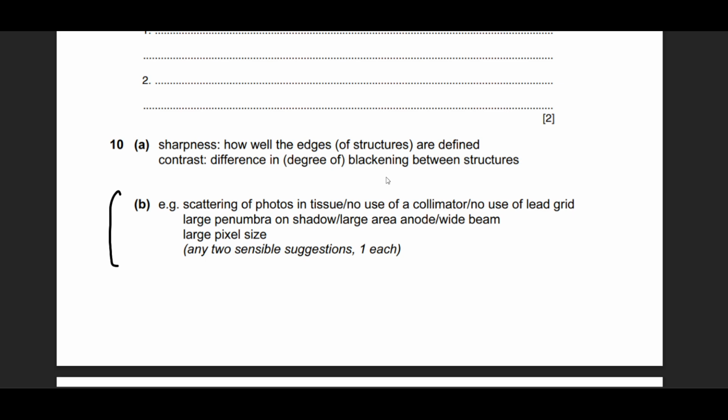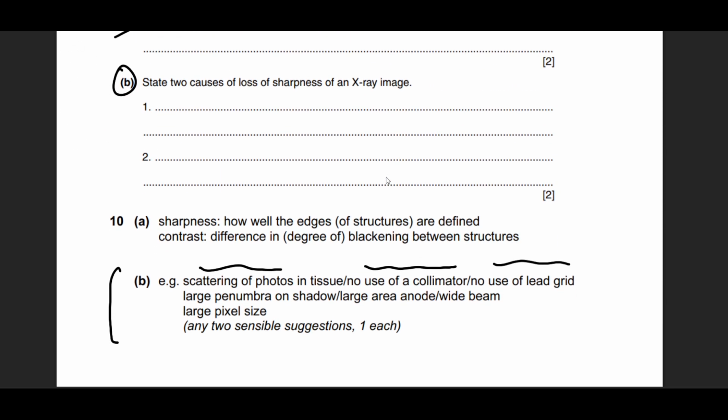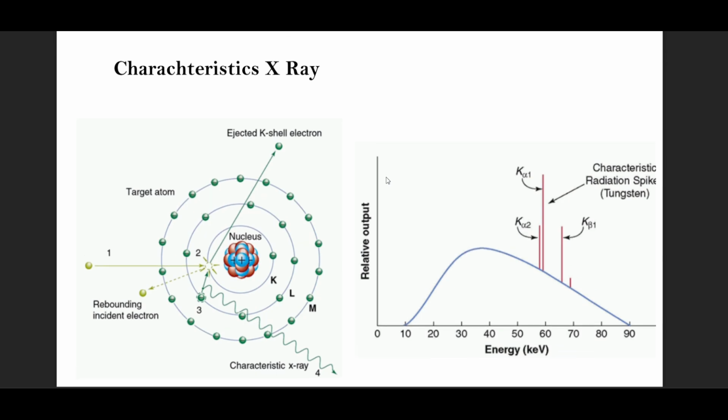Okay. Photons scatter, of course, right? And there is no collimator, there is no use of lead grid. You can see that this lead grid was also mentioned over here as well. So it's all based on memorization. We know the common questions, we memorize those answers, and expect that the examiner is going to ask you the same questions. The next time around, he is going to ask you a question about X-rays. Okay. All right. Then we move on towards characteristic X-ray.